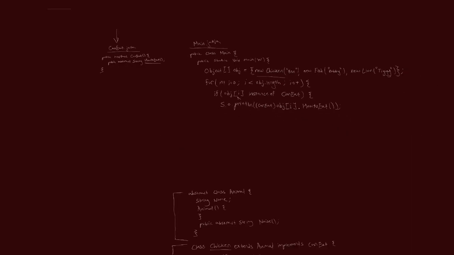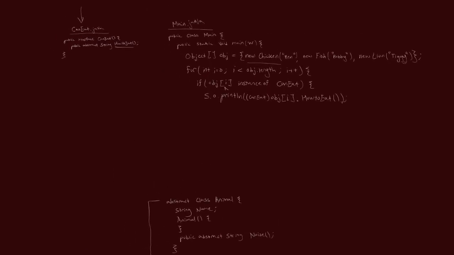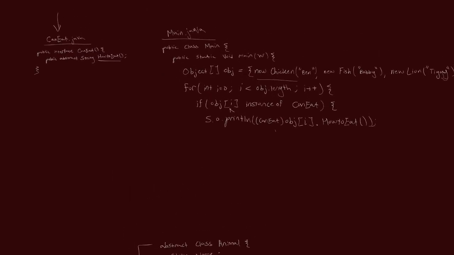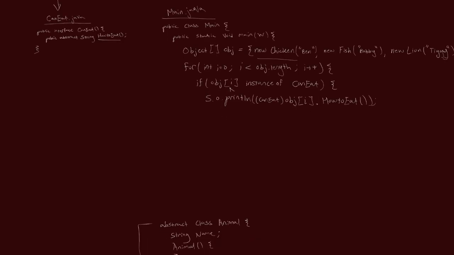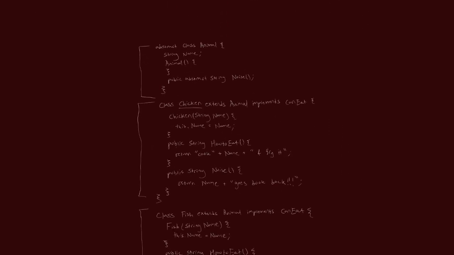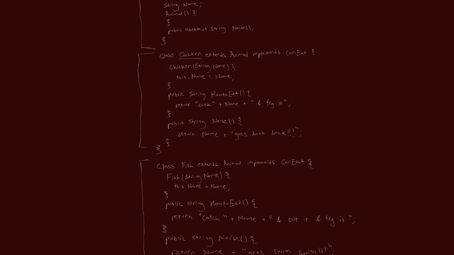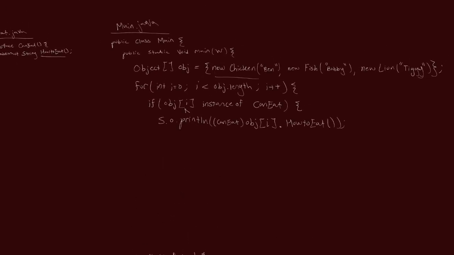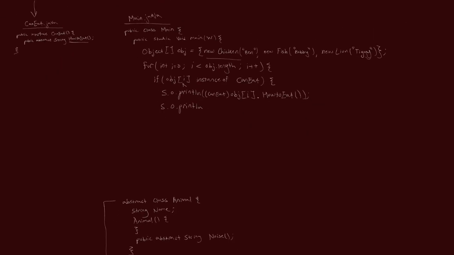All right. So pretty much it casted the new chicken constructor, which belonged to the object data type. We casted it to a can eat one, and then we can now check the how to eat method for the chicken. So it would print out this, and we do the same for the other method, the noise one.